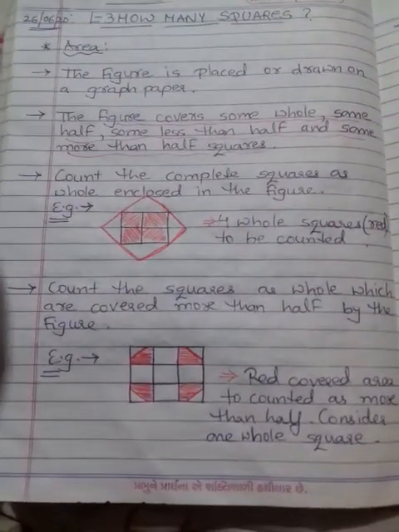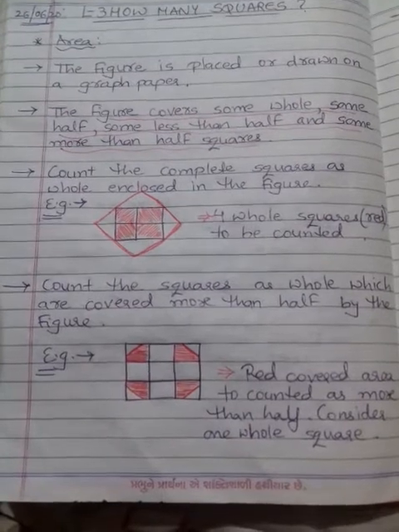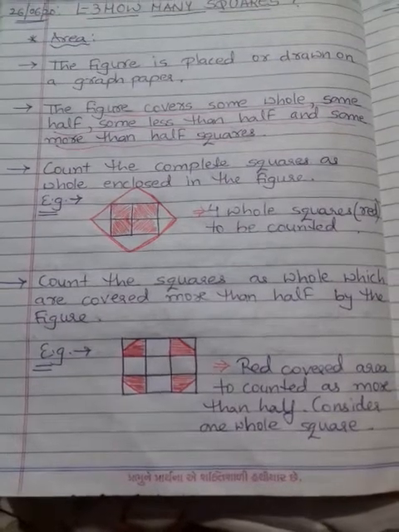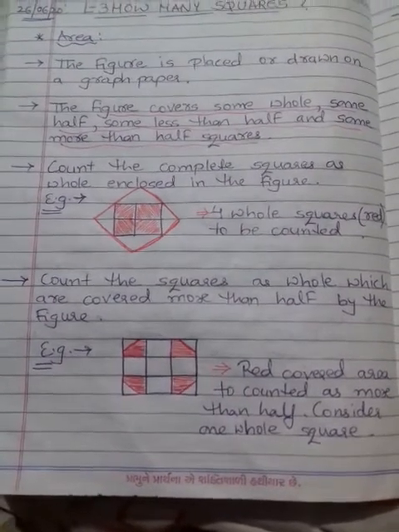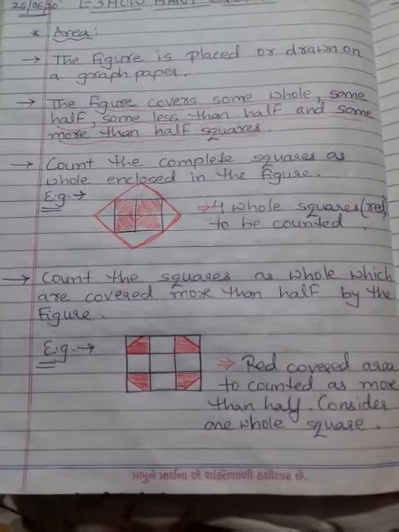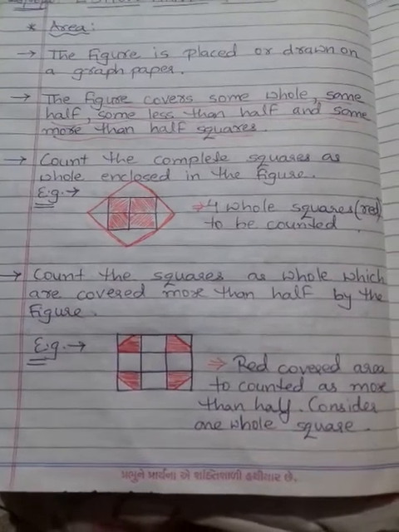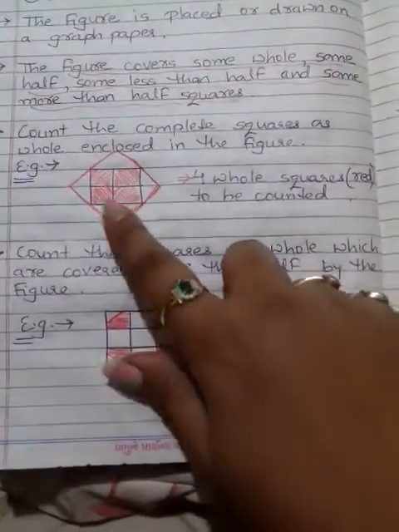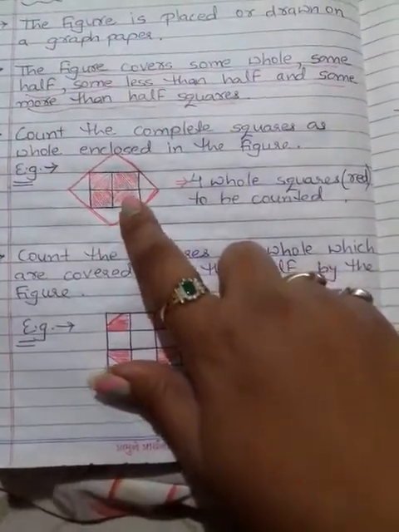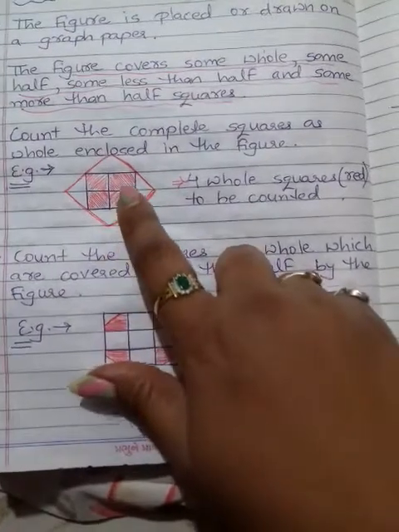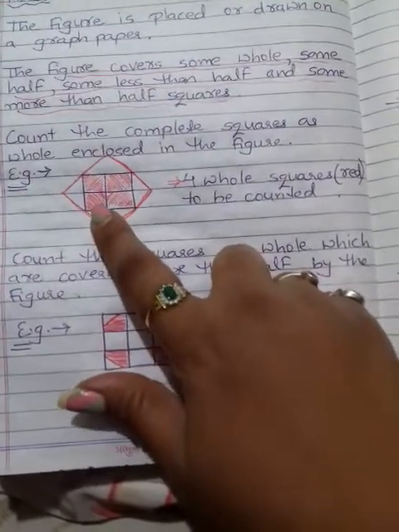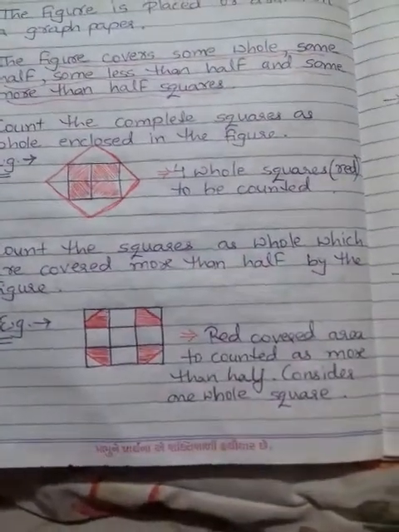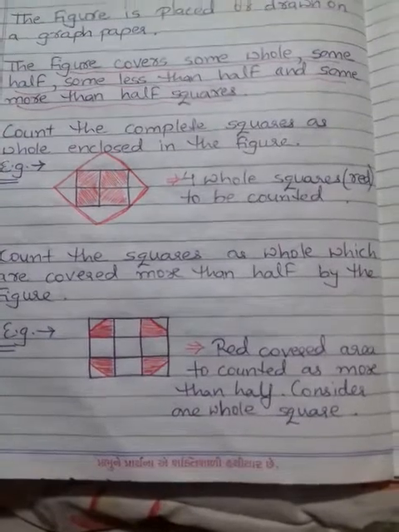The figure covers some whole, some half, some less than half, and some more than half squares. Now, how are you going to consider them? Have a look here. Number 1. Count the complete squares as whole enclosed in the figure. You can see an example where I have drawn 4 squares fully covered with red ink. They are the full squares. So how many squares are covered with red ink? 1, 2, 3, 4. So there are 4 fully covered squares.